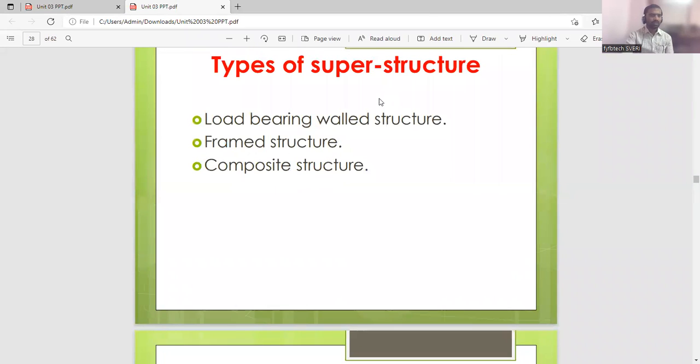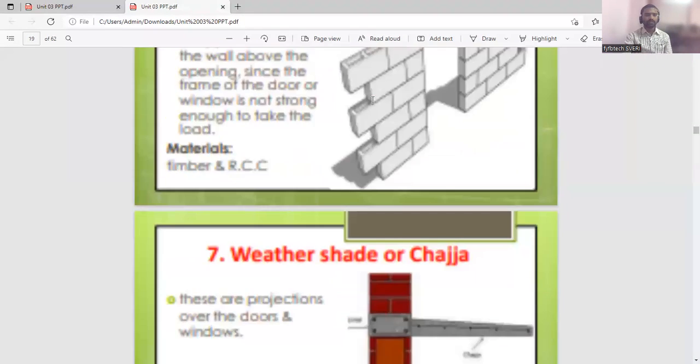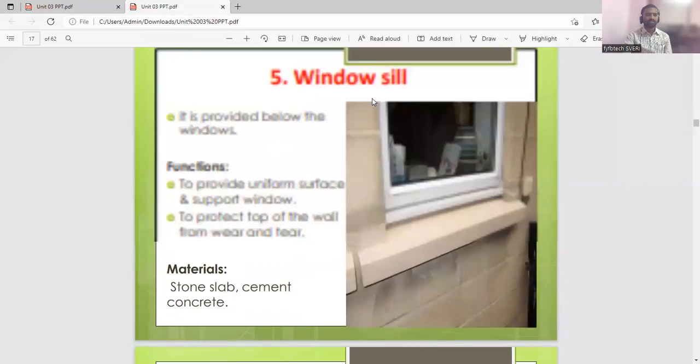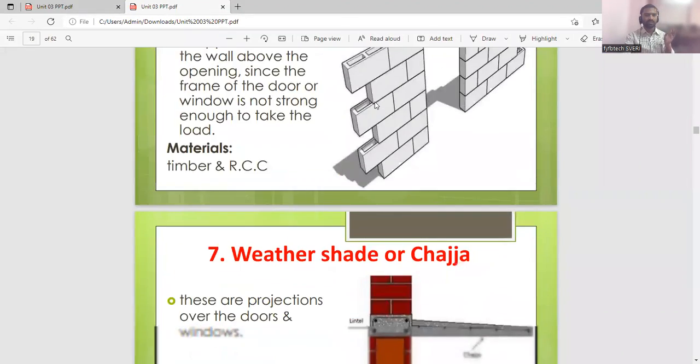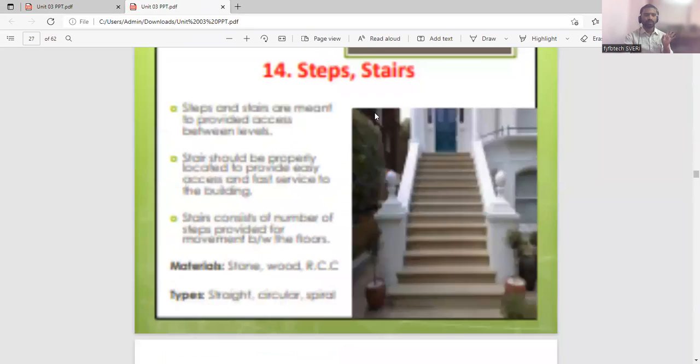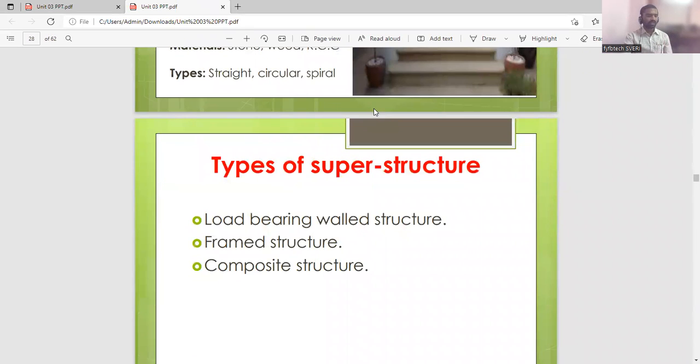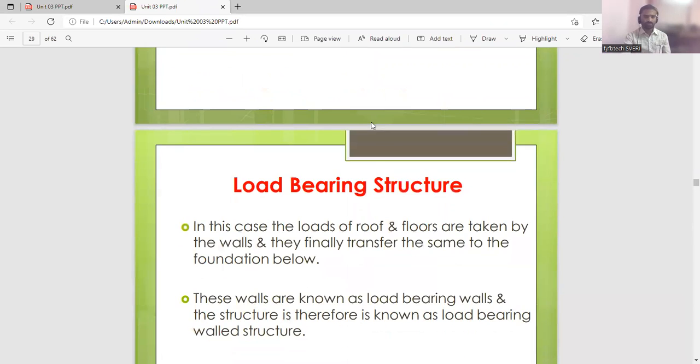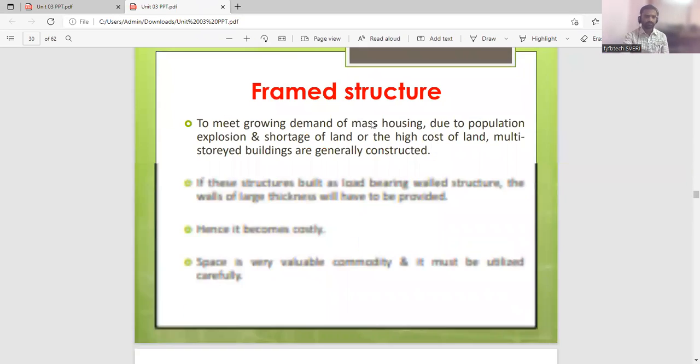I will explain them. Yesterday I explained this, correct? Load bearing wall structure, yes, we have seen. Okay, up to window. So next is window sill, lintel, whether chajja, floor, beam, slab, roof, parapet, steps. There are 10 points. I'll dictate later.